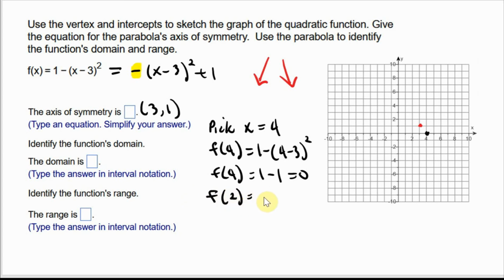I don't really need it, but it's good to have. So this is 1 minus 2 minus 3 to be squared. This gives me 1 minus 1 again, and that's 0. And 2 minus 3 is negative 1, squared. That's just 1. We get 1 minus 1. So here I get 2, 0.